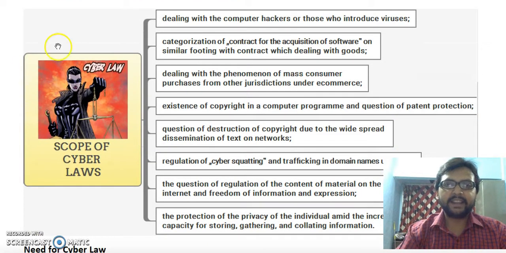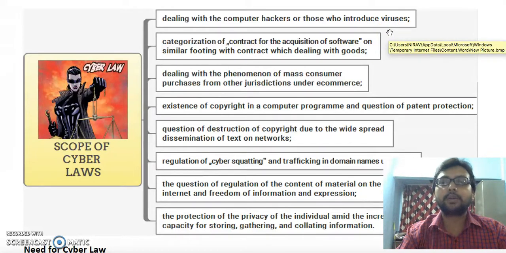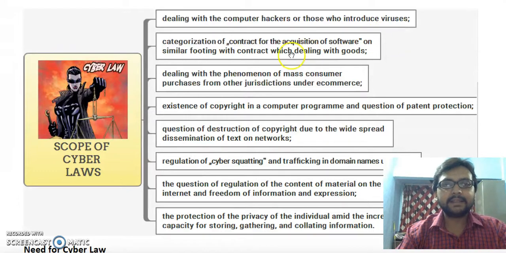Any crime like computer hacking or hacking on computer software's database. Cyber law helps us to deal with computer hackers, those who introduce viruses in a network, viruses on computers, worms on a network, or Trojan horses, or any such things. At the same time, it can categorize a contract for acquisition of software on similar footing with a contract which deals with goods. Same way, it deals with the phenomena of mass consumer purchase for other jurisdictions under e-commerce.